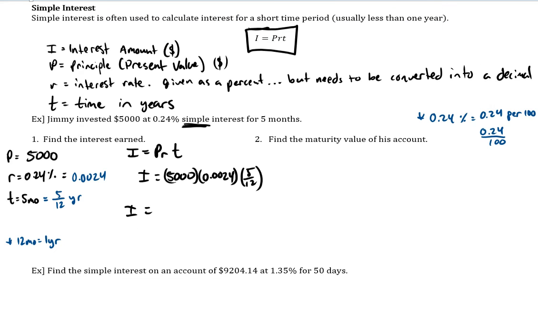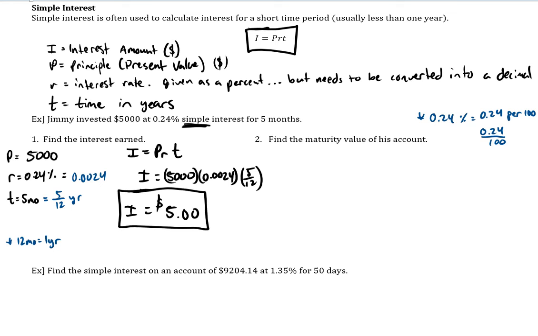Okay, so that means it's $5. That's the amount of interest. And they might say round to 2 or round to the nearest cent. So 5 rounds to 5.00 to show it to the nearest cent. So that is the interest that was earned.